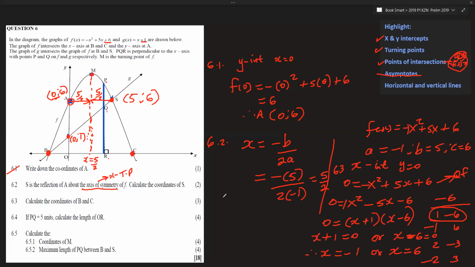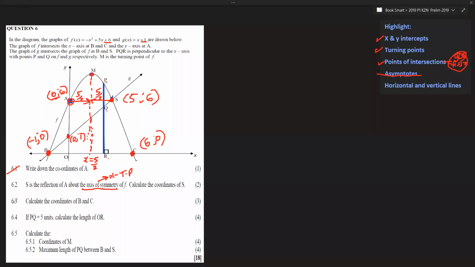And then you're going to decide now which one is B, which one is C. So I see that B is the smaller one, C is the bigger one. So the bigger one is 6 in this case. So here we're going to have 6 coordinate 0 for C. Then for B, we have negative 1 coordinate 0, right? Which makes me happy now because I have all 3 points, okay? So this is done, that is done.